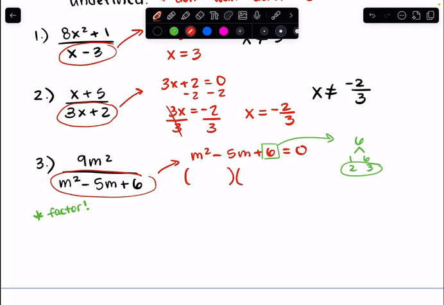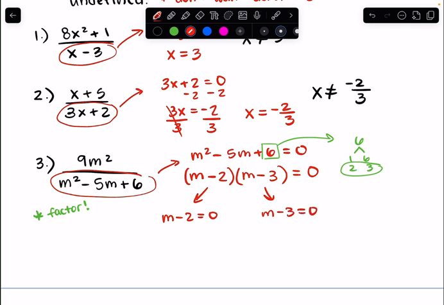Again, setting up your pairs of factors. Okay, we're still going to set it equal to 0 because we're trying to find what those values are. m and m, because m times m gives you m squared. And I already said we're going to use 2 and 3, and they both have to be negative. Okay, so now you have your pairs of factors set up. And so what you need to do now is set m minus 2 equal to 0 and m minus 3 equal to 0.